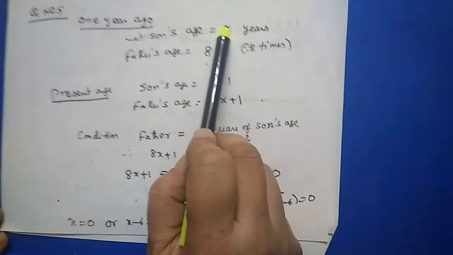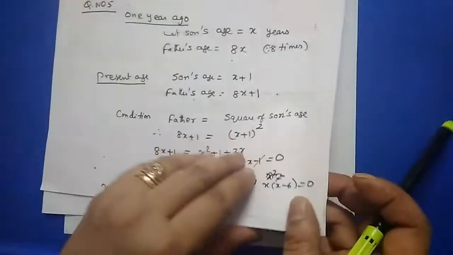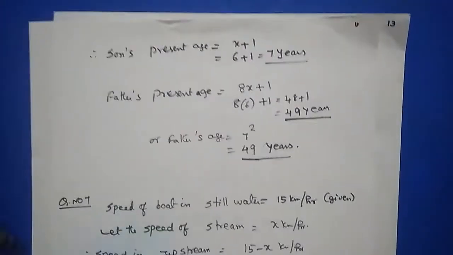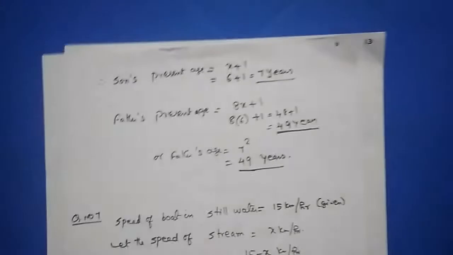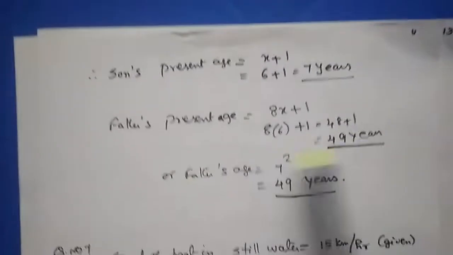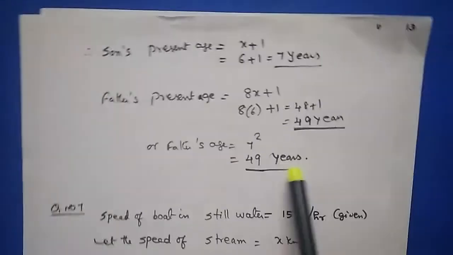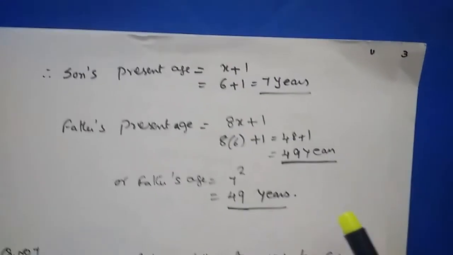1 year ago. But in the question, what is asked? What is the present age of son and father asked in the question? Therefore, the present age is x plus 1. So 6 plus 1 is equal to 7 years. Father's age 8x plus 1, 49. Even you can take father as square of son given. Therefore, 7 squared is equal to 49 years. So the present age of son is 7 years and father's age 49.